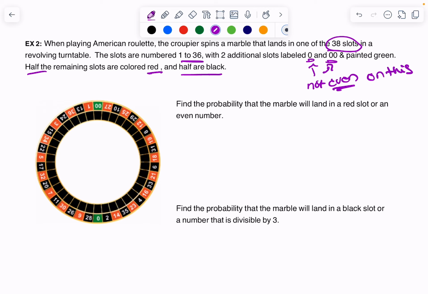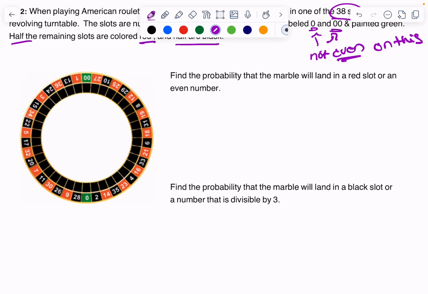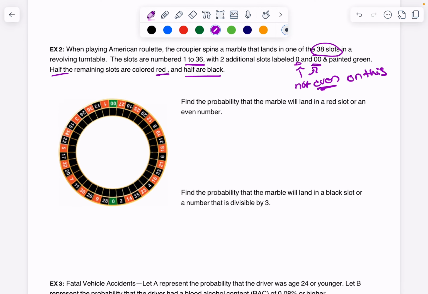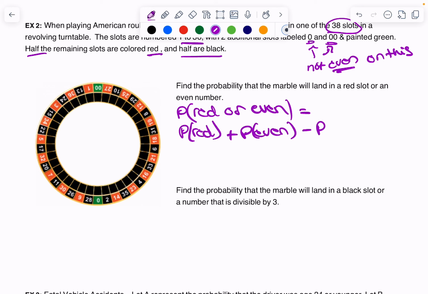So find the probability that the marble will land in a red slot or an even number. A red slot or an even number. So what we're calculating is the probability of red or even. So probability of red plus probability of even. And then we're going to subtract the probability of red and even, because those are included in both the red and the even. So we want to subtract one set of those from here.